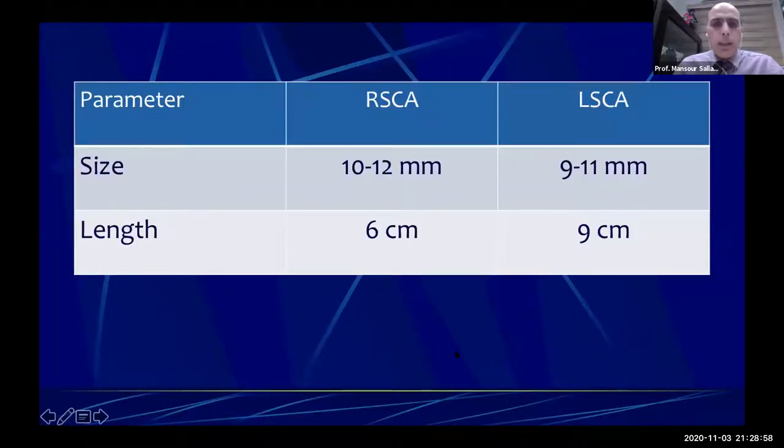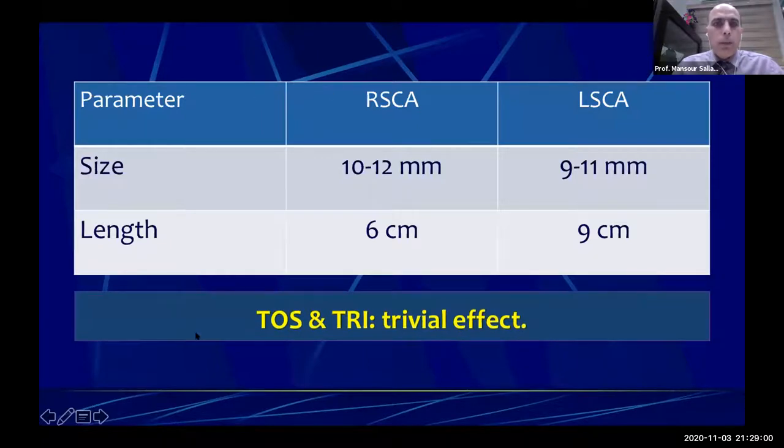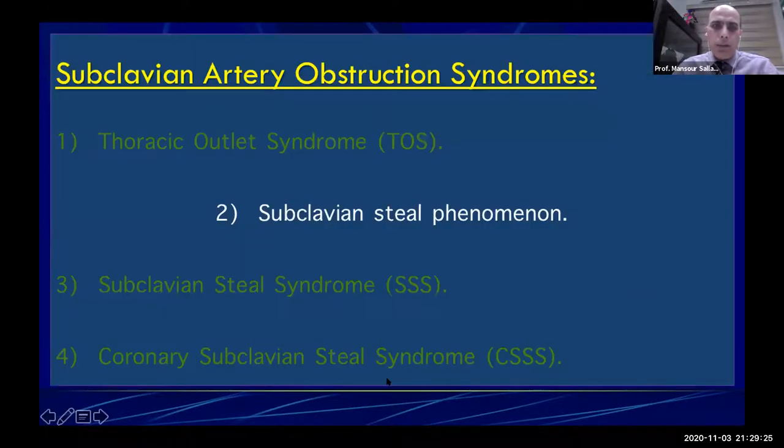Pertaining to transradial intervention, usually thoracic outlet syndrome doesn't markedly affect navigating the catheter because the average size of the subclavian artery is approximately 9 to 12 mm. If compressed by 50%, for example, we will still have enough space to traverse our catheter. So there is no great impact on our transradial intervention.